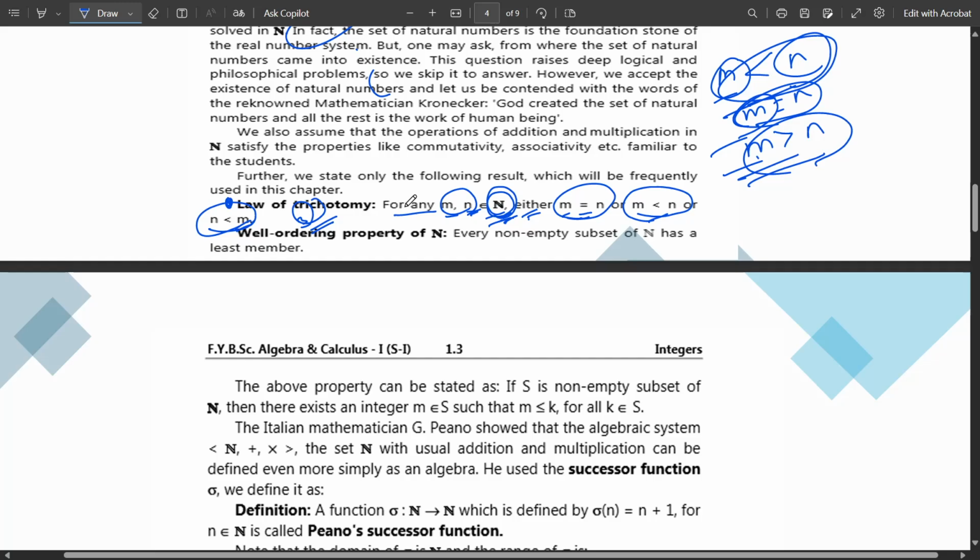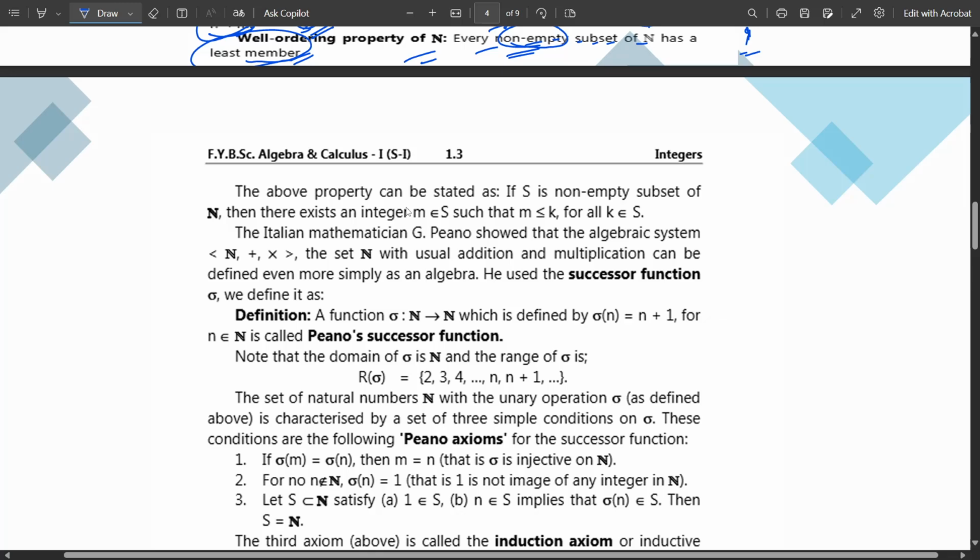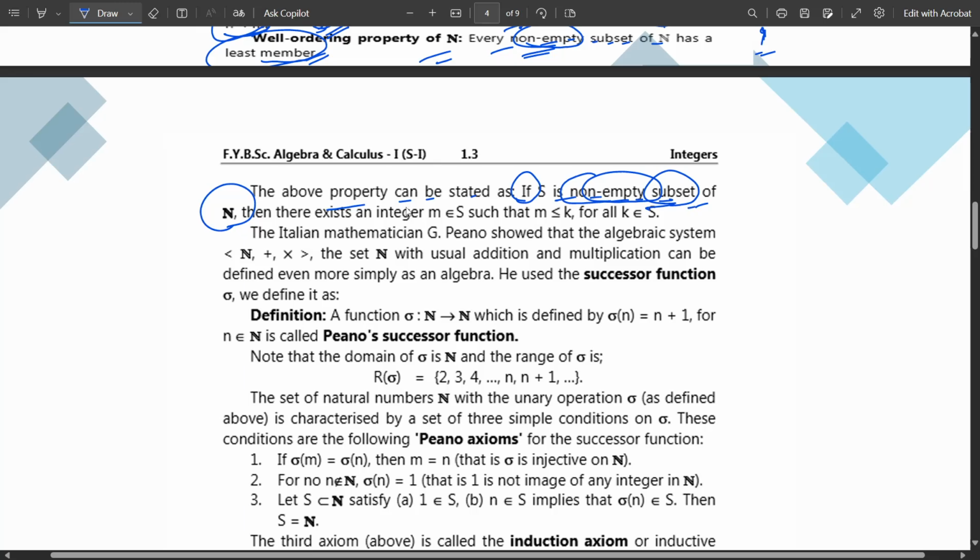Now moving on to the next, the well ordering property of natural numbers. Every non-empty subset of N has a least member, right? A non-empty subset means it has at least one element, so there could be a least member. At least there would be one member in that set. Now, the above property can be stated: if S is a non-empty subset of natural numbers, non-empty subset means at least there would be one element.